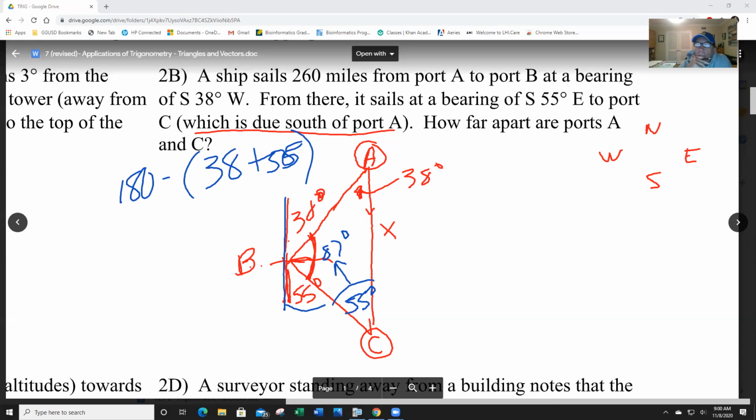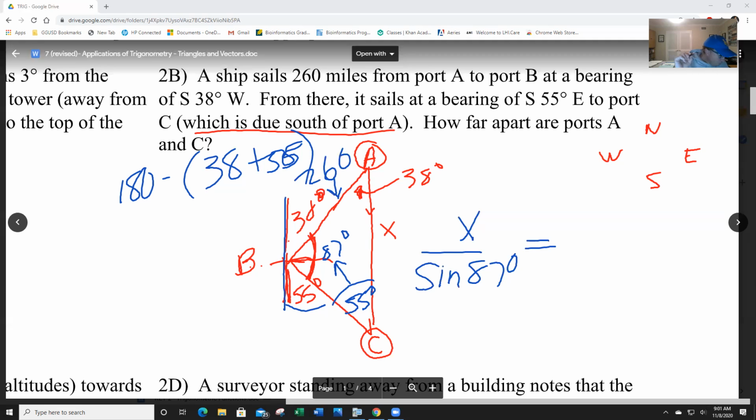It's the same thing. Okay. So I got my triangle. Now that I got my triangle, I'm looking for distance X. So I'm going to do X over the sine of 87 degrees, and that's going to equal, by the way, I forgot to put 260. This was 260 from A to B, 260 right here. There we go. There's the missing piece.